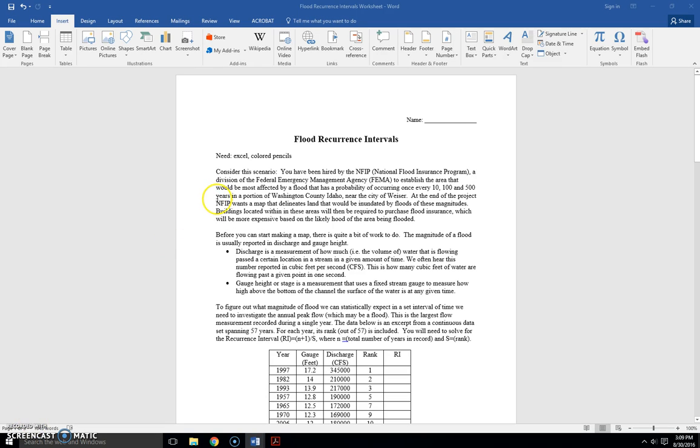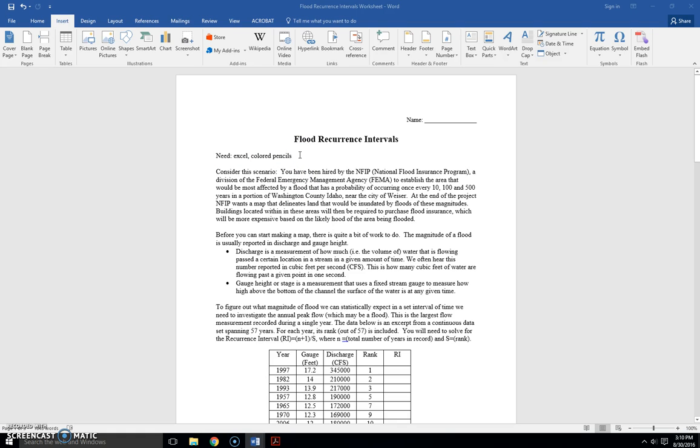What you need for this lab is Excel and some colored pencils, specifically a red, blue, and green colored pencil. If you don't have red, blue, and green specifically, I'm okay with pink, purple, and a golden yellow, but you need 3 different colored pencils. If you don't have colored pencils, you can go buy some or borrow some.